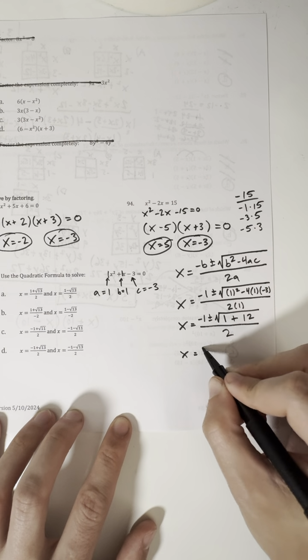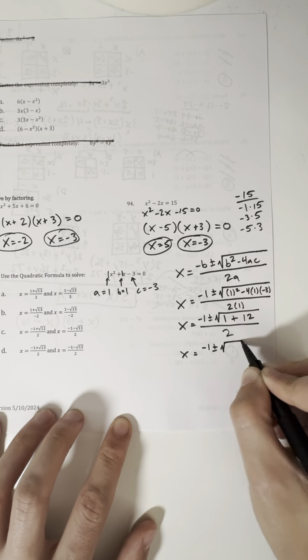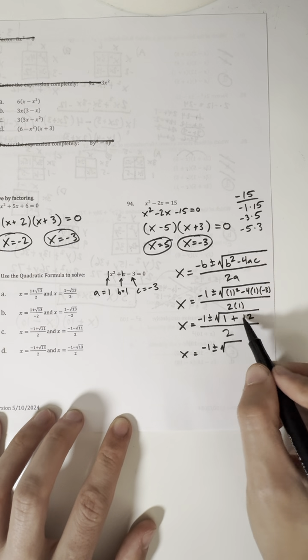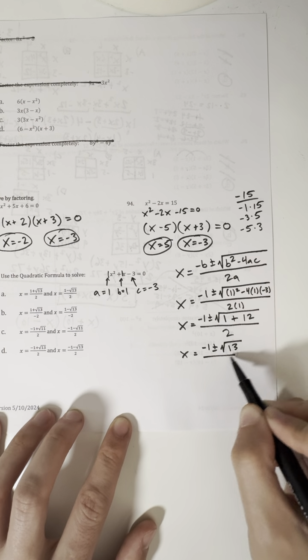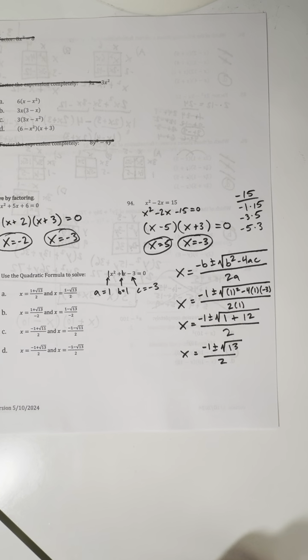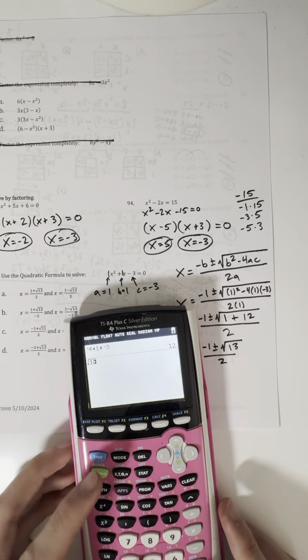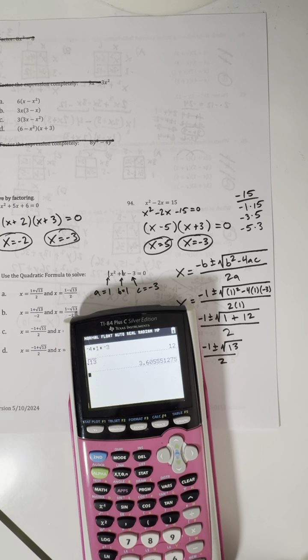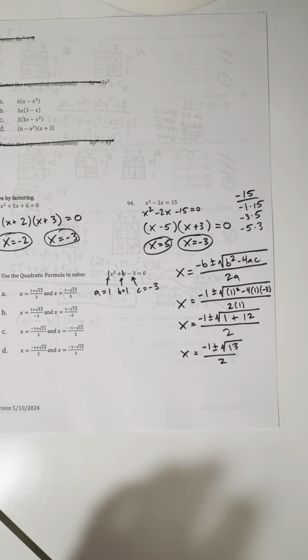All right, the next step is not so bad. What's 1 plus 12? Well, that's just 13. Everything else stays the same. And at this point, square root of 13 is really ugly. I can't really do anything with the square root of 13. It's irrational. So I'm just going to look at my answer choices.